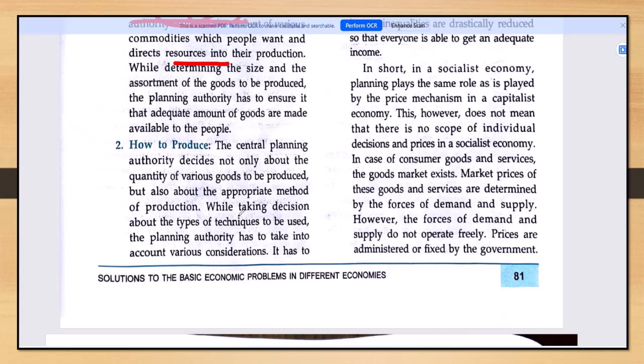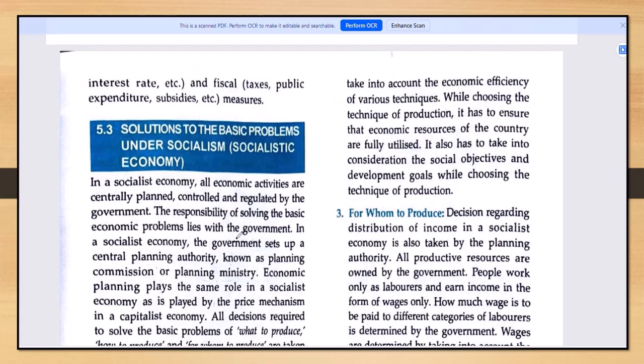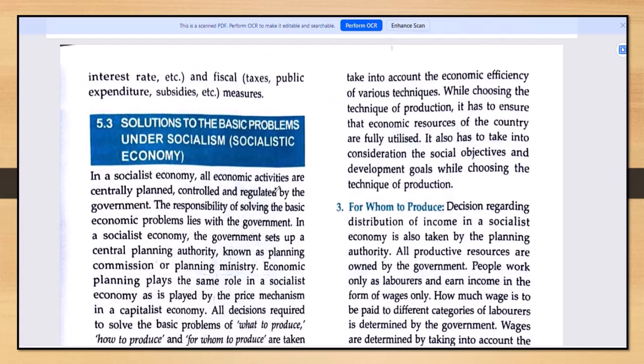Next problem, how to produce. Since it is by the decision of the government, it tries to make the best possible decision so that all the resources are utilized in the best possible way. So the central planning authority decides the types of techniques to be used based on availability as well as efficiency. For this, it utilizes the resources in such a way that they are fully utilized.